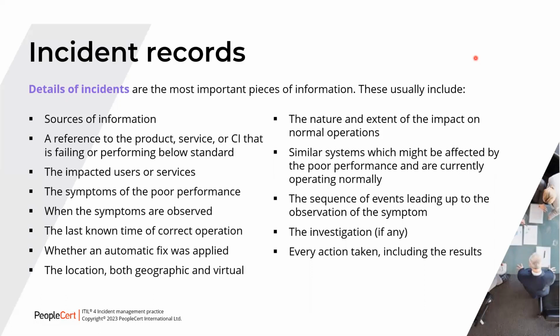the location of the incident, both geographic and virtual, the nature and extent of the impact on normal operations, similar systems which might be affected by the poor performance and are currently operating normally, the sequence of events leading up to the observation of the symptom. Also, additional information that will be exchanged and recorded during the incident management practice should also include details of the last two bullets on the right. That is the investigation, if any, done, and also every action taken, including the results.